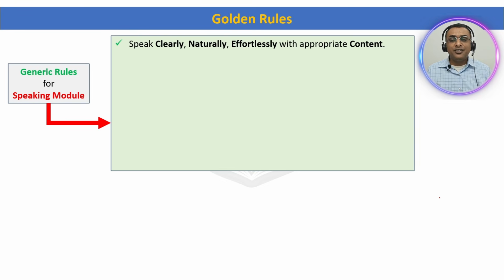First and foremost, you need to speak clearly, naturally, and effortlessly. This is how you can maintain your fluency. Additionally, you need to speak appropriate content. If you speak something else, I'm sure you might end up getting 0 as well. So make sure to speak clearly, naturally, and effortlessly with proper content.